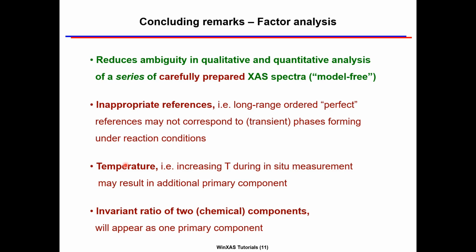Moreover, a continuously changing temperature during measurement may even result in an additional primary component. Eventually, an invariant ratio of two chemical phases will have them appear as only one primary component, which potentially can entirely ruin target testing and quantification. At this point, I can only recommend keeping all this in mind when analyzing your own XANES data.